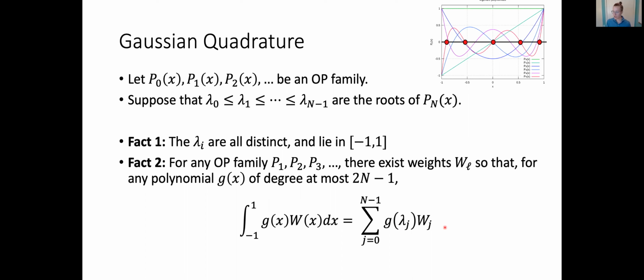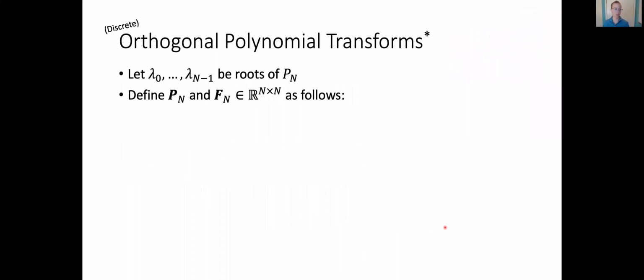So Gaussian quadrature is useful all over math and engineering, especially in numerical analysis. And for us, it's useful because it tells us how to turn a continuous family of orthogonal polynomials into a discrete orthogonal transform. So that's what I'm going to talk about next, discrete orthogonal polynomial transforms. And for the rest of this talk, I'm just going to drop the adjective discrete. When I say orthogonal polynomial transform, I mean the orthogonal matrix that I am about to describe.